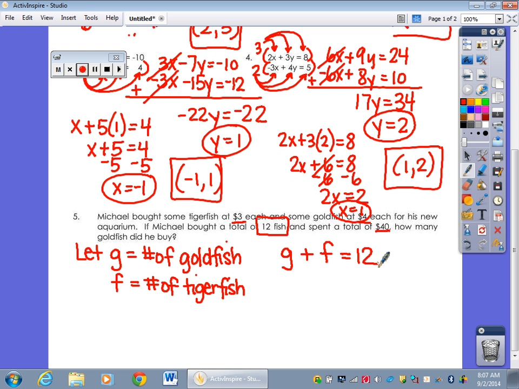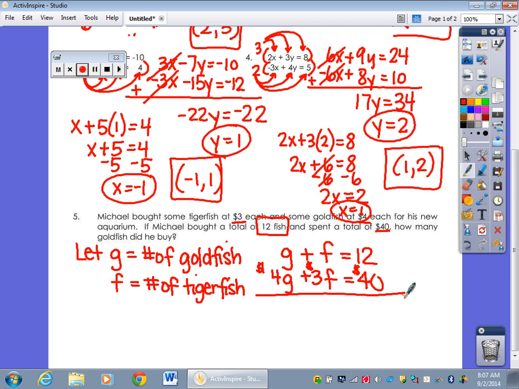And then we have to talk about how much they were. Well, he paid $3 for his tigerfish, so $3 per F, and he paid $4 for each goldfish, so $4 per G. And the total amount that he spent was 40. So notice this is my how much, and it has all the money in the same equation. So these are our two equations. We need to solve them using our elimination method.